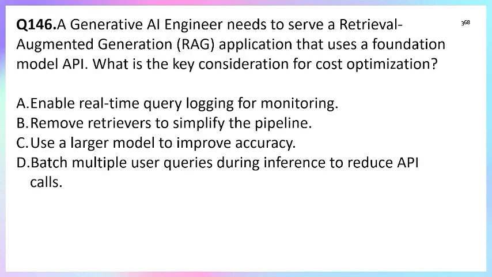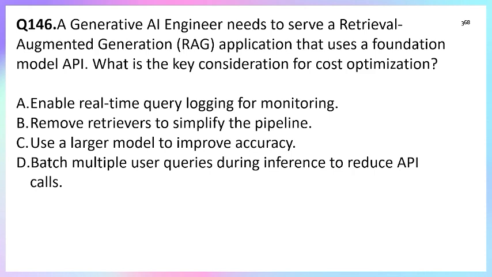Question number 146. A generative AI engineer needs to serve a retrieval-augmented generation (RAG) application that uses a foundation model API. What is the key consideration for cost optimization? A. Enable real-time query logging for monitoring. Option B, remove retrieval to simplify the pipeline. Option C, use a large model to improve accuracy. Option D, batch multiple user queries during inference to reduce API calls.